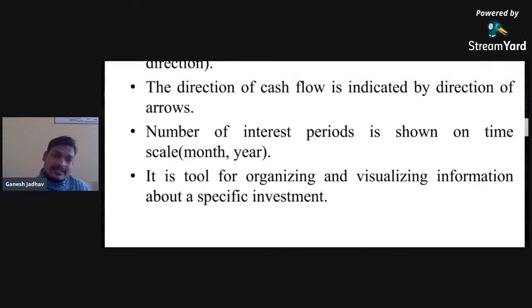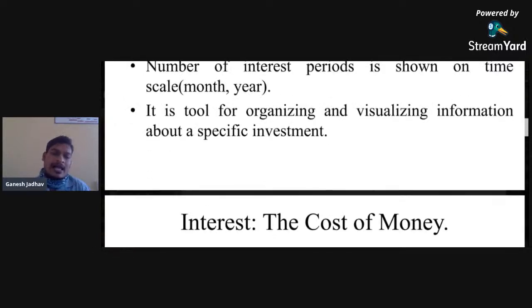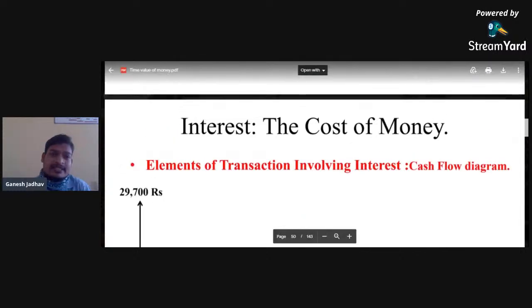This is the rate of interest paid on a monthly series. You are required to pay a particular amount monthly or yearly. It is a tool for organizing or visualizing information about the specified investment. So this is the investment, an element of the transaction.